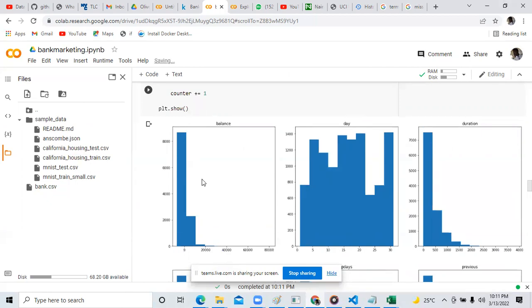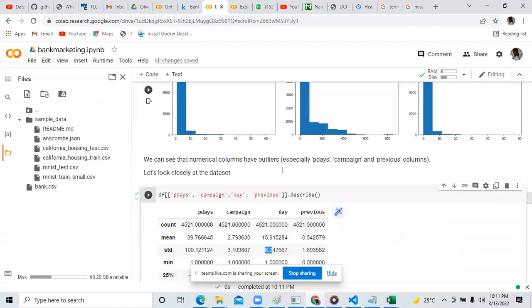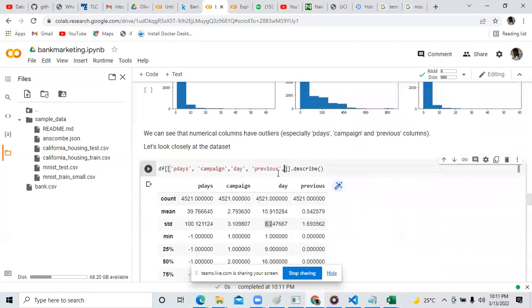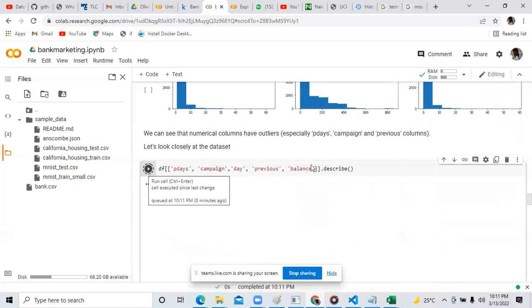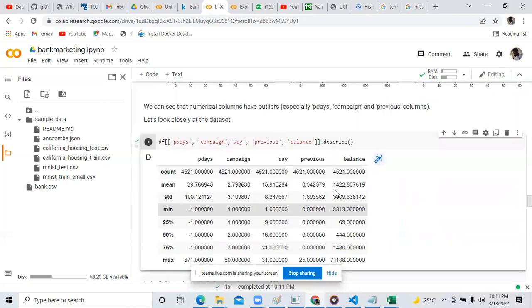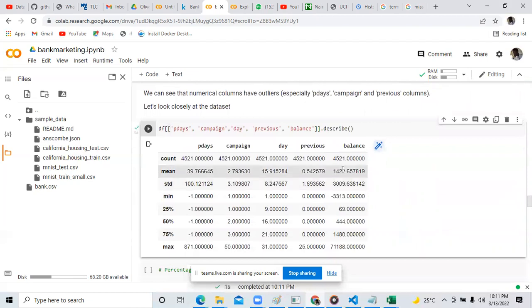Let me add balance to it, just so that you can understand. Let me add the balance feature. Look at balance: the mean is 1,422 and the standard deviation is 3,009. This is a big problem. So that's number 2.